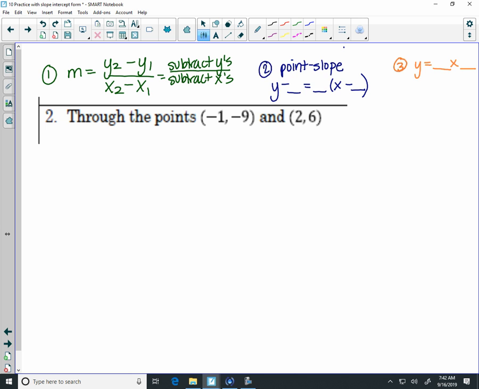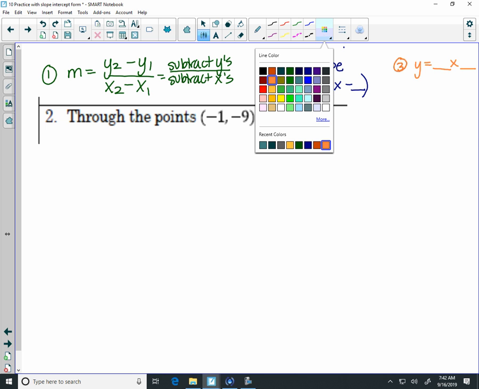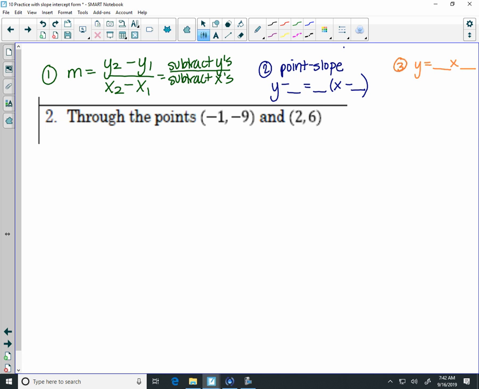All right, so let's do it. Find our slope. So I'm going to subtract my x's, 6 minus -9. You're going to have a lot of minus and negative with these. Don't get freaked out about it. Go with it. You've got to have the minus and negative. And then 2 minus -1.